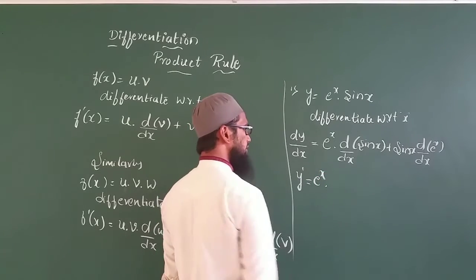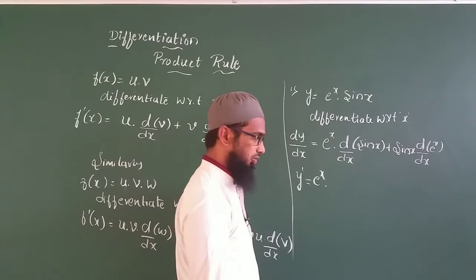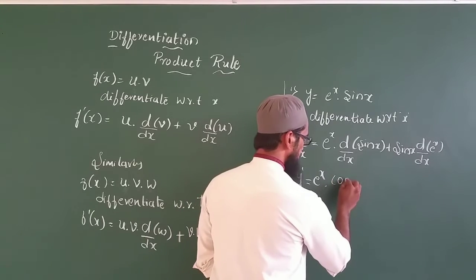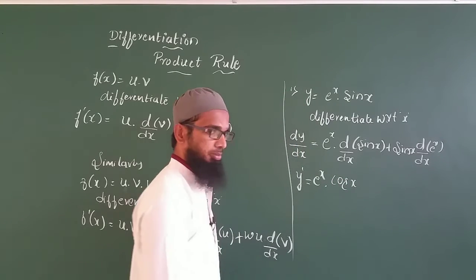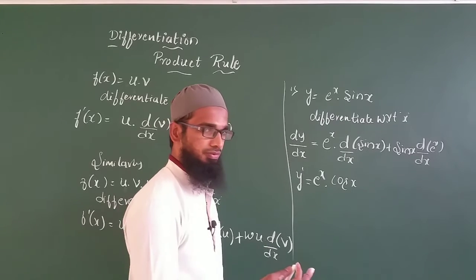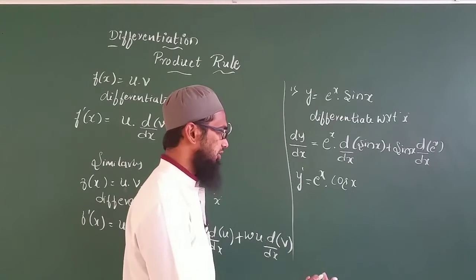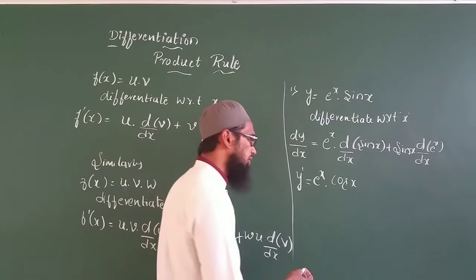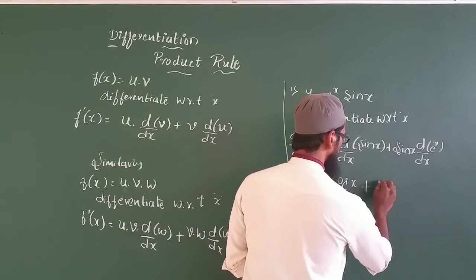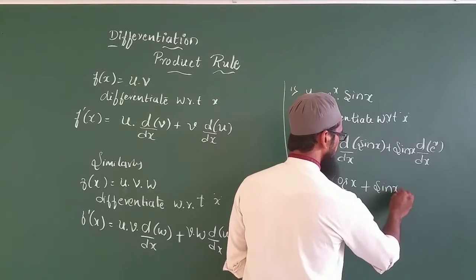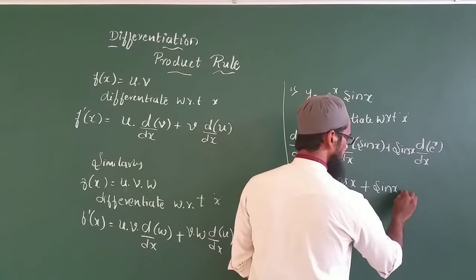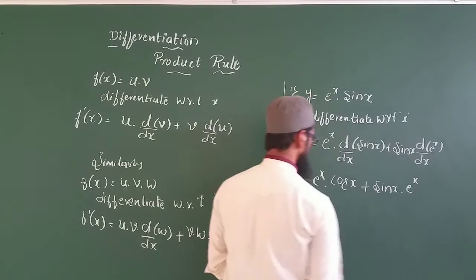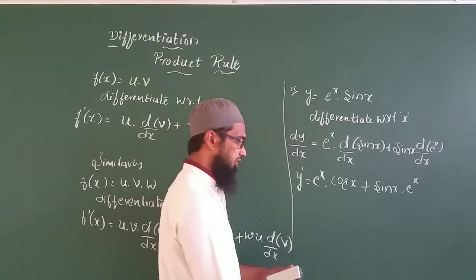So e power x. Now we know that d by dx of sin x is cos x, because the differentiation of sin x is the cos function. You can take sin of any function. So d by dx of sin x is cos x here. Similarly, this sin x I'll keep as it is here. We are not differentiating this term. Now we are differentiating d by dx of e power x, that gives e power x as it is. So still one more step we can solve here.